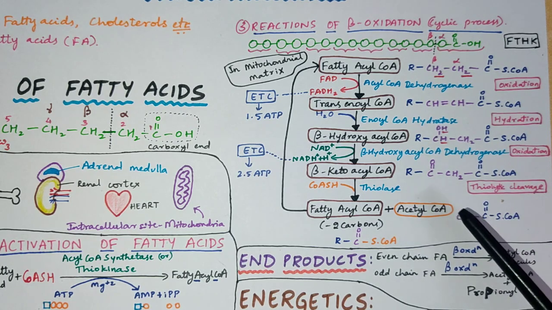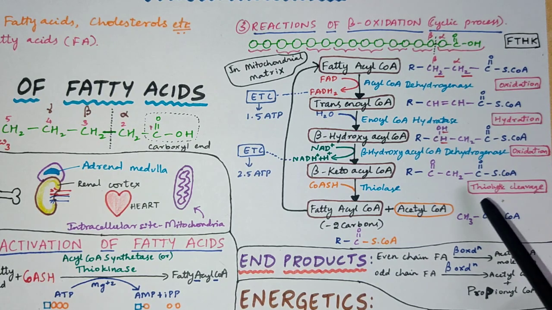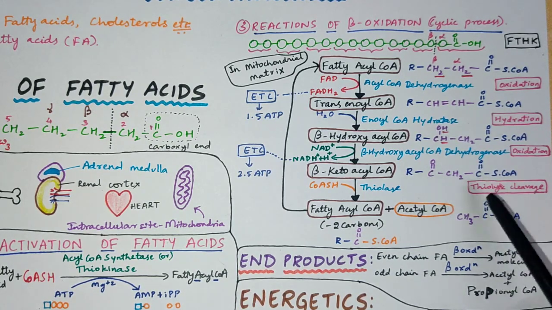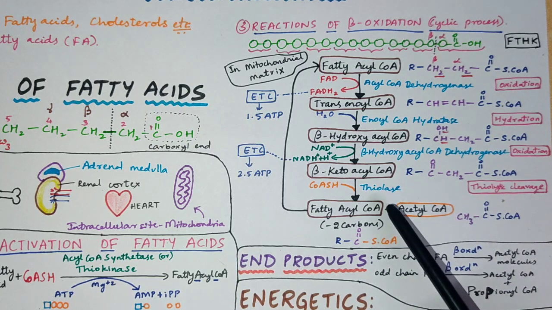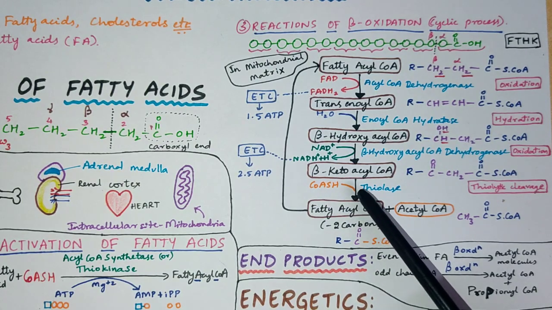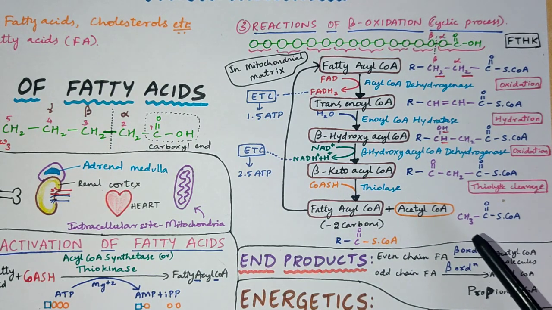In the fourth step, what are we doing? We are doing cleavage, in the sense we are breaking this molecule into two molecules. This cleavage is done by the thiolase enzyme. In this step, we are adding CoA-SH to this so that we'll get acetyl-CoA at the end.